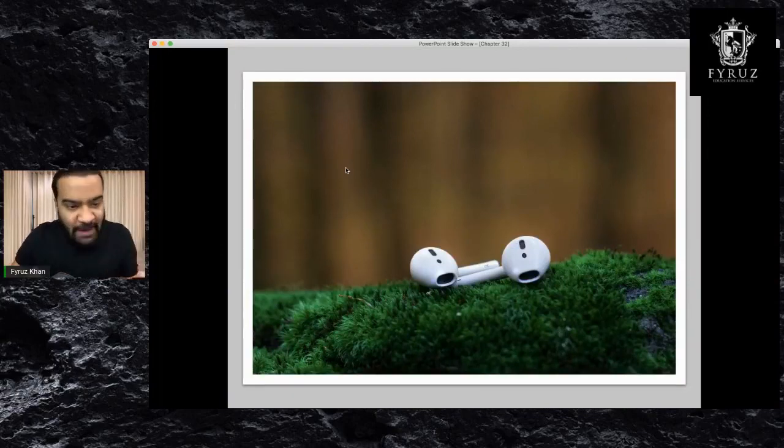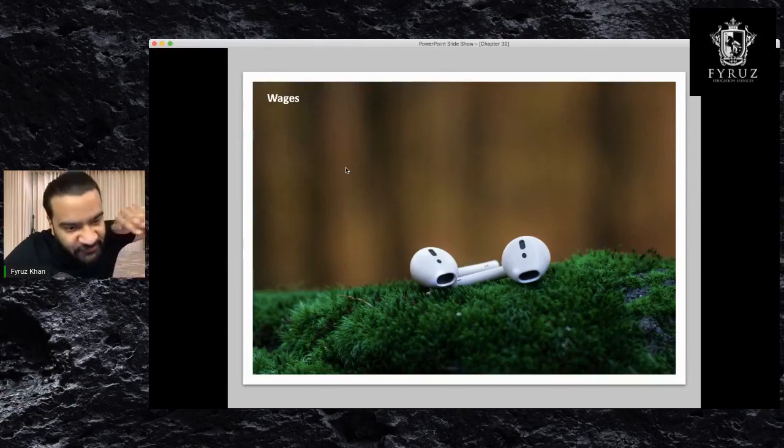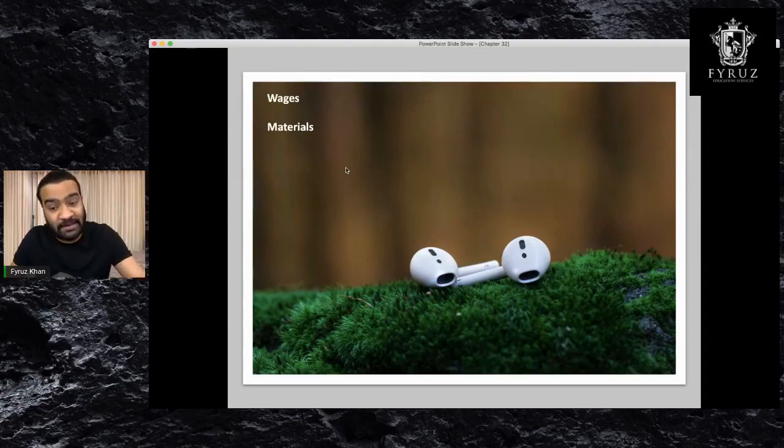Think about this AirPod. Now, when you're making this product, you have a lot of costs associated that belong to different categories. For example, you will have wages. There will be a lot of employees and laborers who will spend a lot of hours in order to make this product. You will have materials that will be required to make this product.